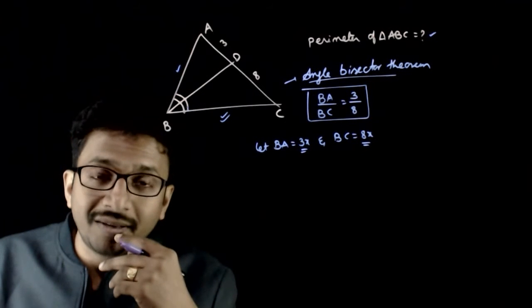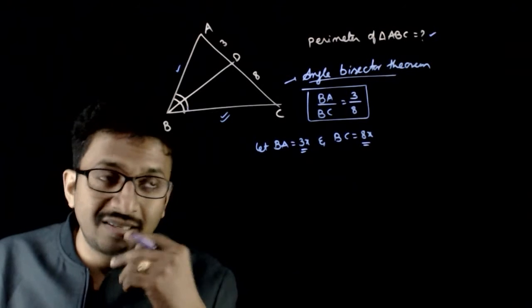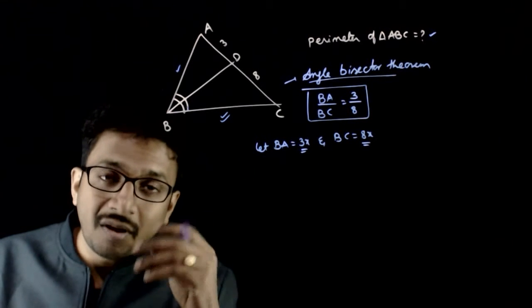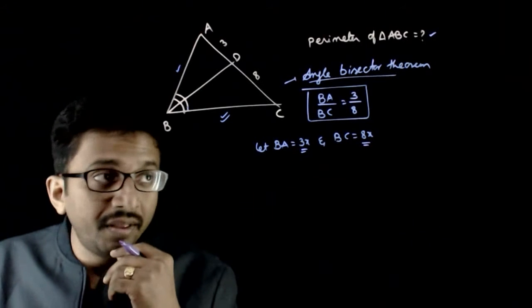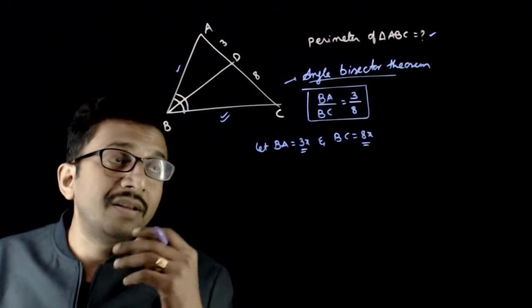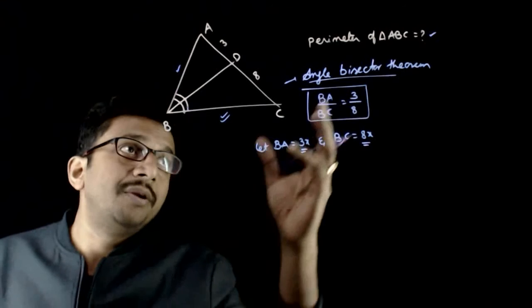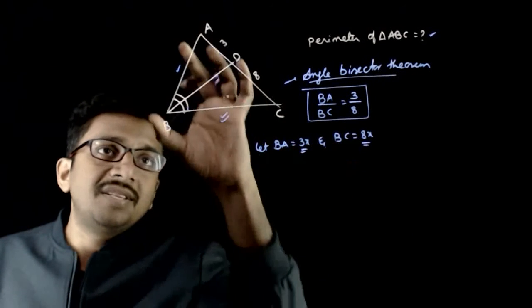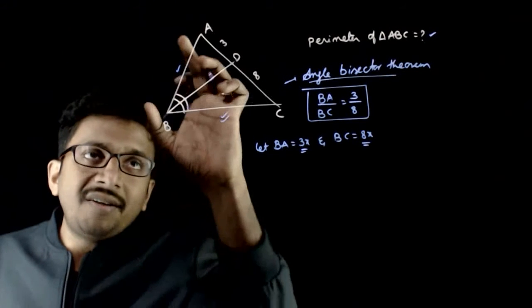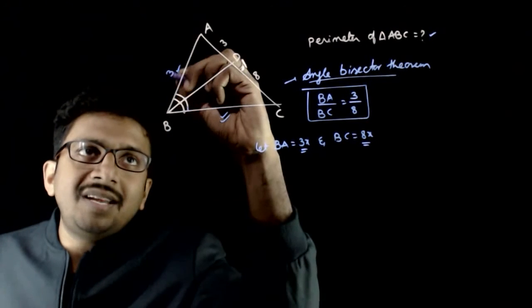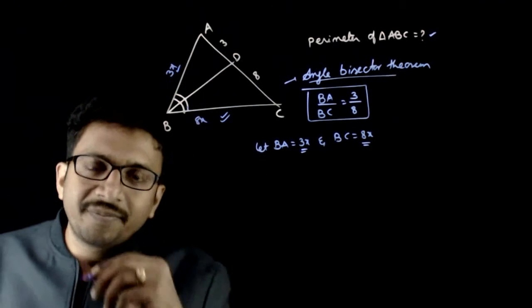So how do we do it? How do we fix x? Can x take any value, or should x take some particular values? Let me see what I can do. So this is 3x and this is 8x.